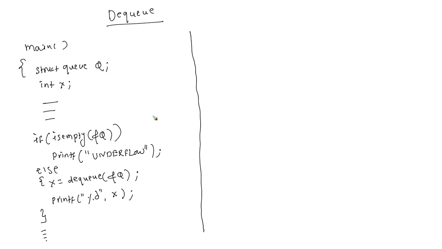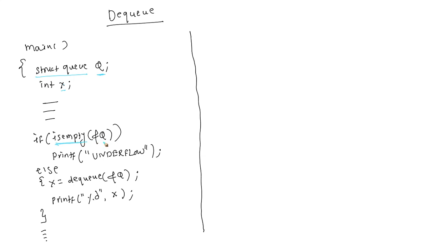Let's now implement this algorithm. So this is our main function. In main, I have created this queue object by using this struct queue data type, and this x variable in which I'll be storing the value which I extract from the queue. So I'll call the isEmpty function before performing the DQ operation. I'm asking the isEmpty function, hey, is the queue empty?